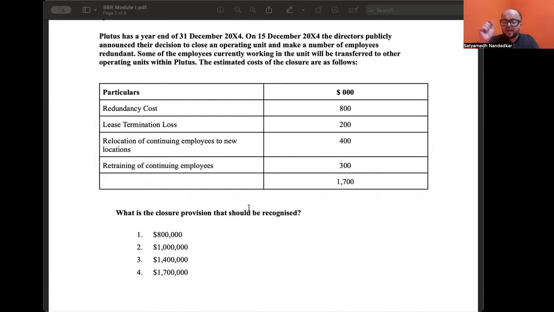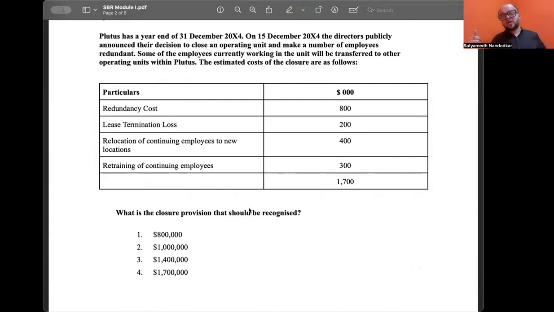Only 1 and 2, 800 plus 200, that is 10 lakhs, will be the amount of the restructuring provision. See, it's important for you to understand which expense happened solely, exclusively, completely because of the act of closing down a particular unit. When you have closed down a particular unit, what costs got triggered by it? 1 and 2.